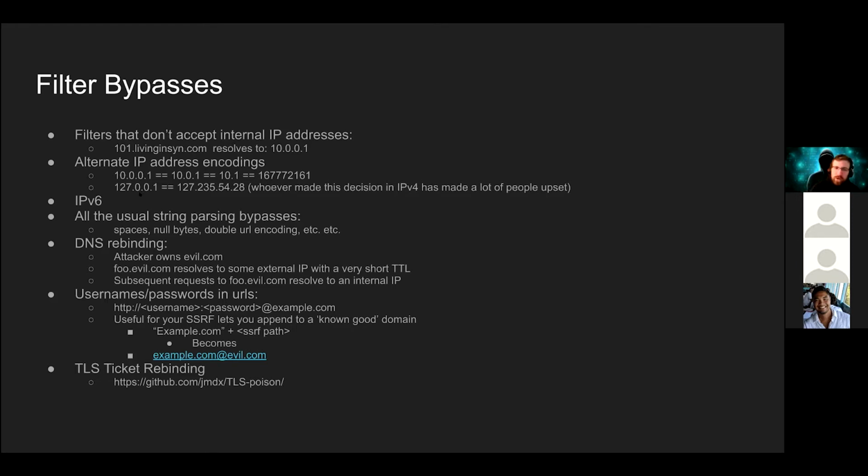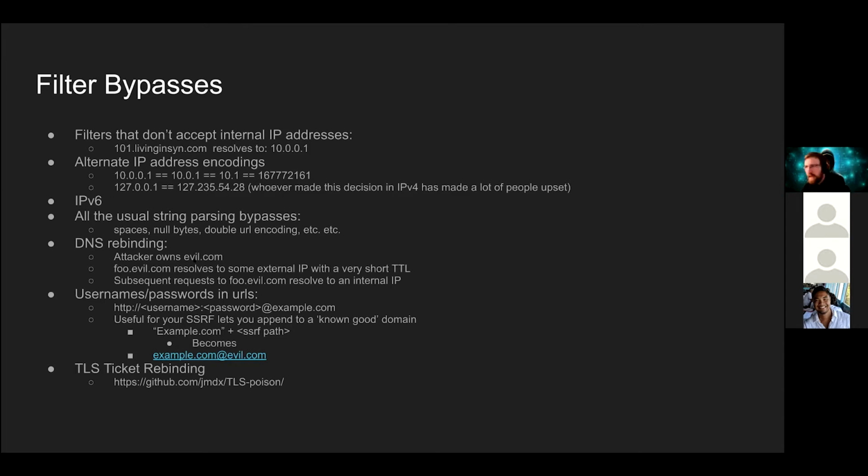There's also all the usual string parsing bypasses: putting spaces and things where they don't expect them, null bytes, double URL encoding, all kinds of tricks. OWASP has like a 20-page list of string filter bypasses that is worth looking into, including hex encoding and UTF-7 encoding, which is like not a real thing, but computers do it because we ask them to.